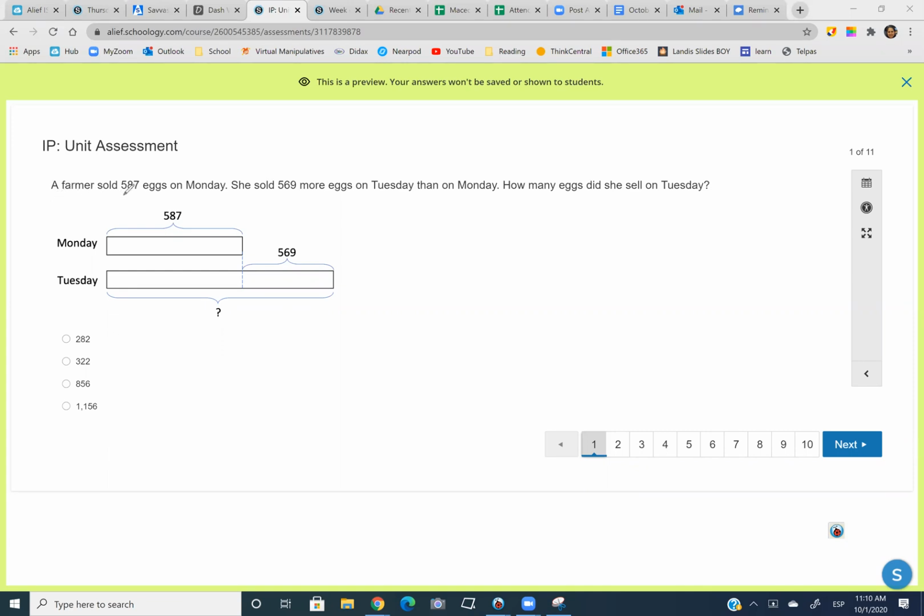A farmer sold 587 eggs on Monday. She sold 569 more eggs on Tuesday than on Monday. How many eggs did she sell on Tuesday? So the first thing you do is underline the question, and then you think about the answer. How many eggs did she sell on Tuesday? So we're going to focus on Tuesday and how many she sold.